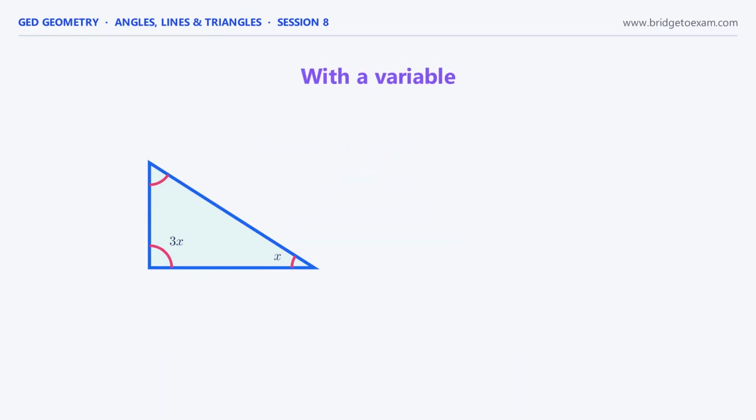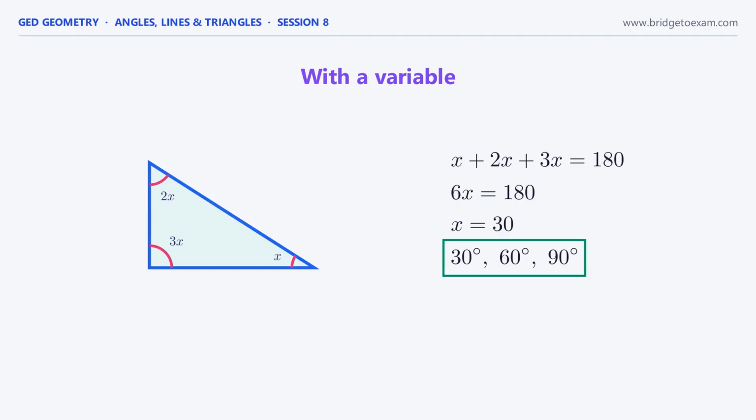The GED often hides the angles behind a variable. Watch how clean this stays. Suppose the three angles are x, 2x, and 3x. Their sum must be 180, so we write x plus 2x plus 3x equals 180. That combines to 6x equals 180, so x equals 30. Now substitute back. The angles are 30, 60, and 90 degrees. Always plug x back in. The value of x by itself is usually not the angle they asked for.